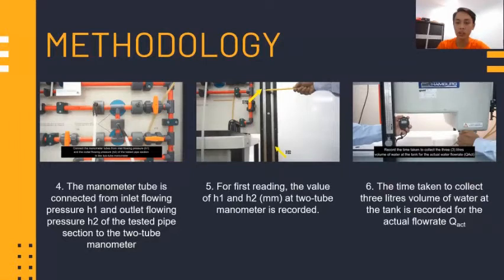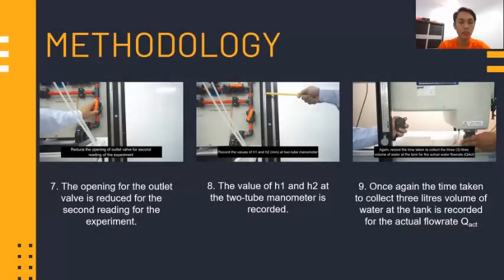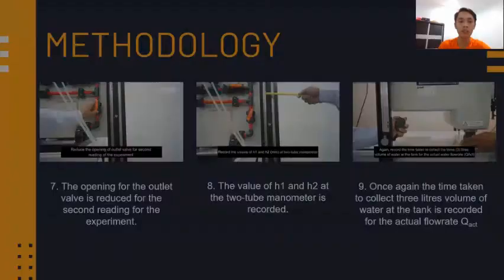The sixth point, the time taken to collect 3 liters volume of water at the tank is recorded for the actual flow rate, Q actual. Point number 7, the opening of the outlet valve is reduced for the second reading of the experiment. Next, the values of H1 and H2 at the two tube manometer are recorded. Method number 9, once again, the time taken to collect 3 liters volume of water at the tank is recorded for the actual flow rate, Q actual.